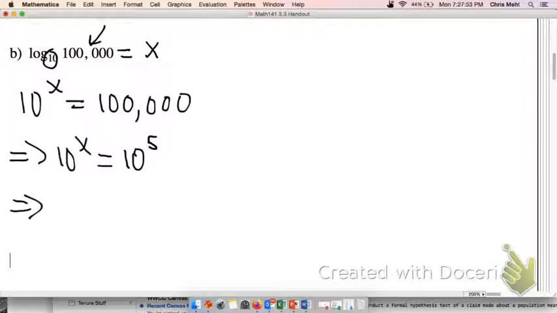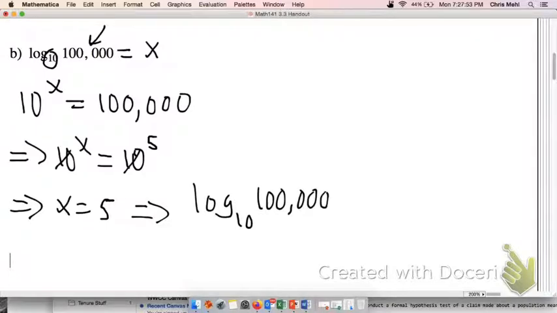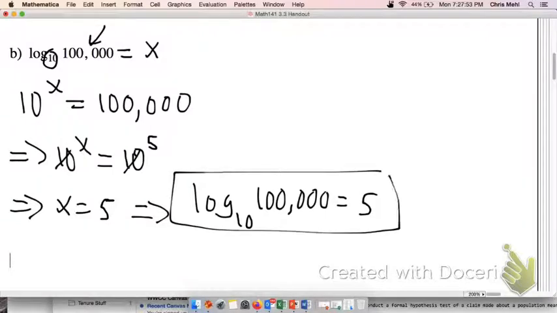And the only way that 10 to the x can equal 10 to the 5th, I don't like this idea, but you can kind of think of canceling off the bases, but the powers have to be identical. This is really because exponential base 10 is a one-to-one function. So if I take 10 to the x and it equals 10 to the 5th, the inputs x and 5 have to be equal. So x is equal to 5, which means log base 10 of 100,000 equals positive 5. Okay? So that's that one. And moving on to the next one.